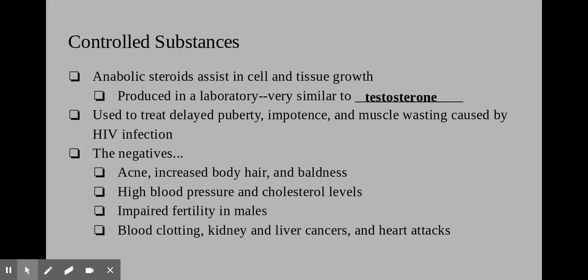Ways that anabolic steroids are used: treat delayed puberty, so to encourage that to move along; impotence and muscle wasting caused by HIV, so that helps to regrow back cell and tissues during an HIV infection.